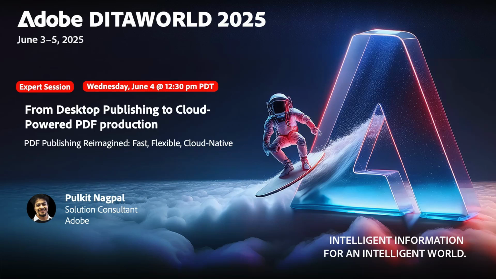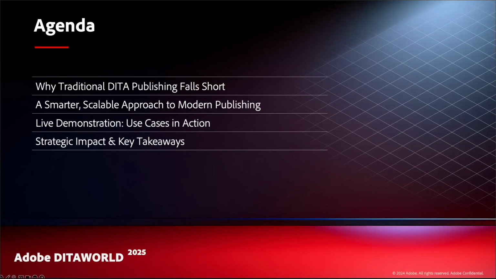Let's dive into how PDF publishing is evolving from desktop publishing to cloud-based Power PDF production. In this session, we will cover some common friction points in legacy publishing and a modern cloud-enabled PDF publishing approach. We will also see a real-world example of dynamic and flexible output in our live demonstration. And finally, we will see the strategic impact and key takeaways.